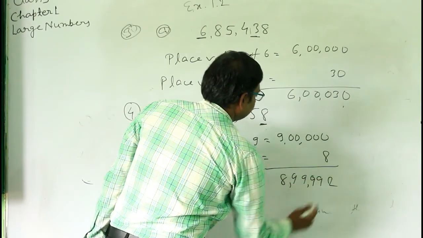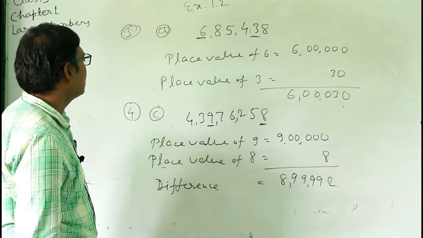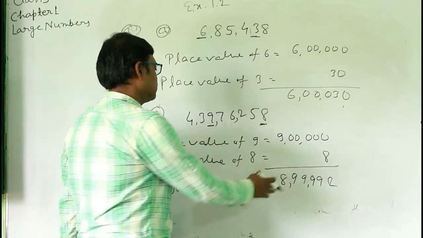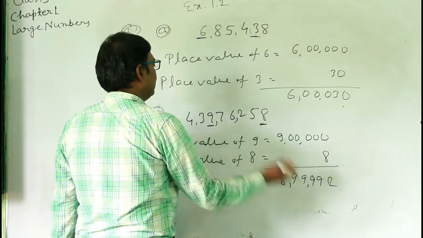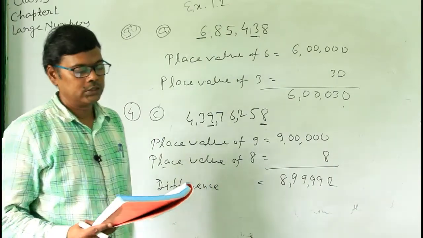So this is the answer in this case. 8,99,992. So this is the difference of the place values of 9 and 8. So in this way you can find the difference of other questions in this.